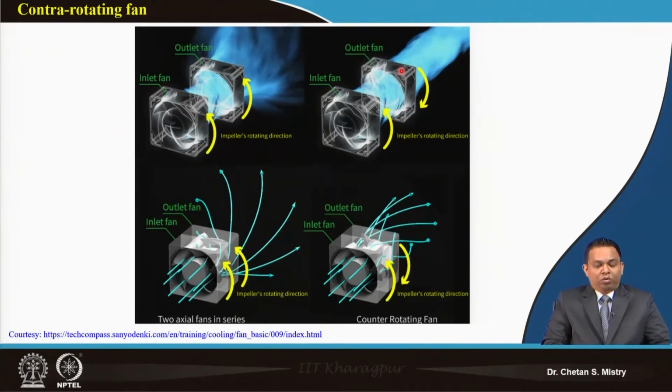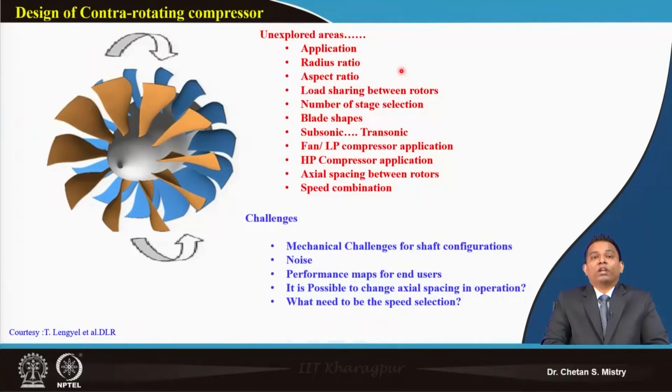Now, here we are talking about two rotors rotating in opposite directions. The special things I want to explore are unexplored areas. We are still finding applications for this kind of configuration. What are the applications where we can apply this configuration, other than aero engines, maybe other than cooling fans? Do we have other applications? Yes, that needs to be explored.